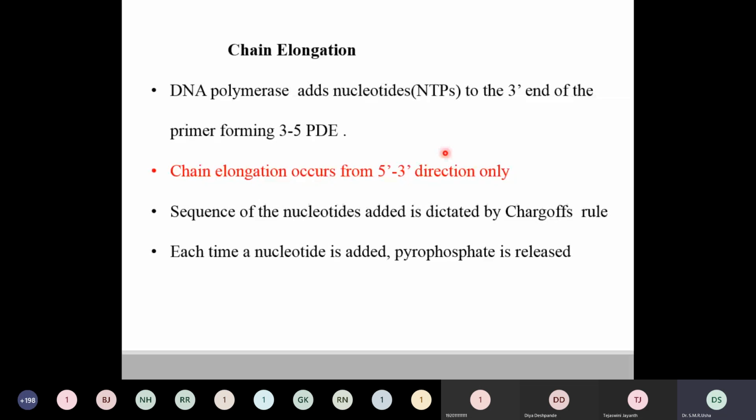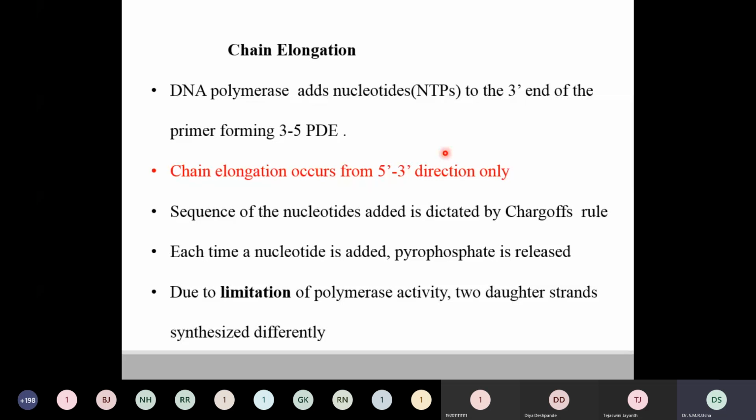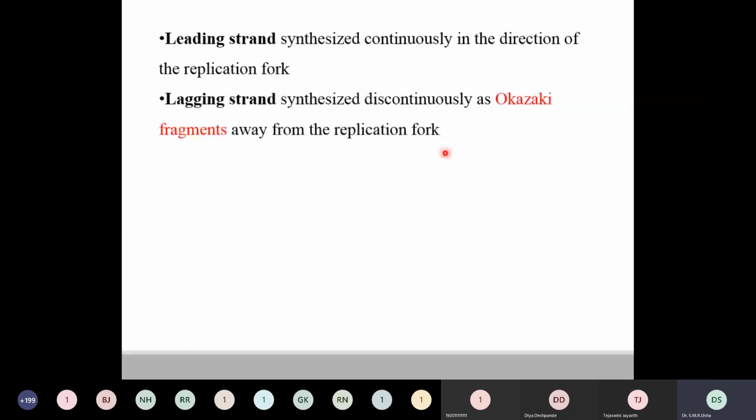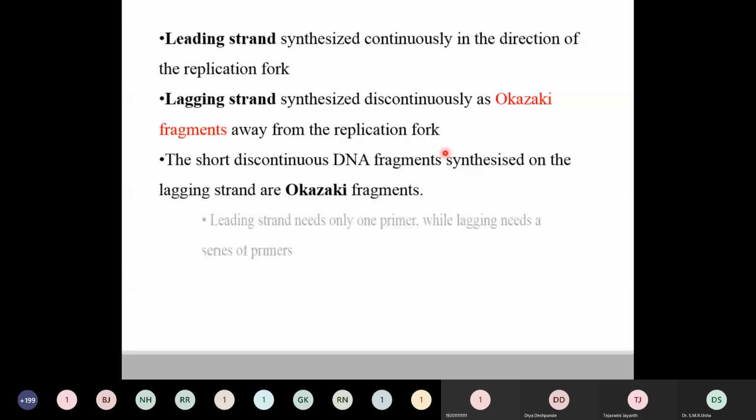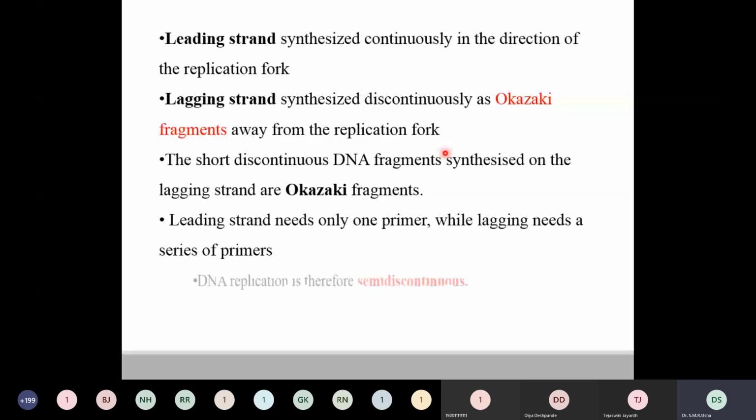Each time a nucleotide is added, pyrophosphate is released, and they are synthesized differently, one as the leading strand, one as the lagging strand. So our chain synthesis and elongation is complete, which is a major part of the replication. Because they are synthesized in different ways on different strands, we call it semi-discontinuous. One side continuous, the other side discontinuous. So we call it semi-discontinuous.